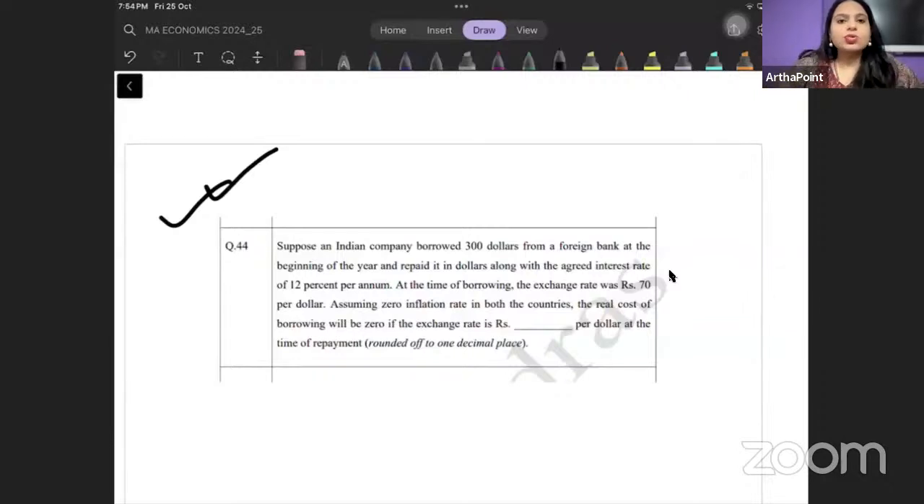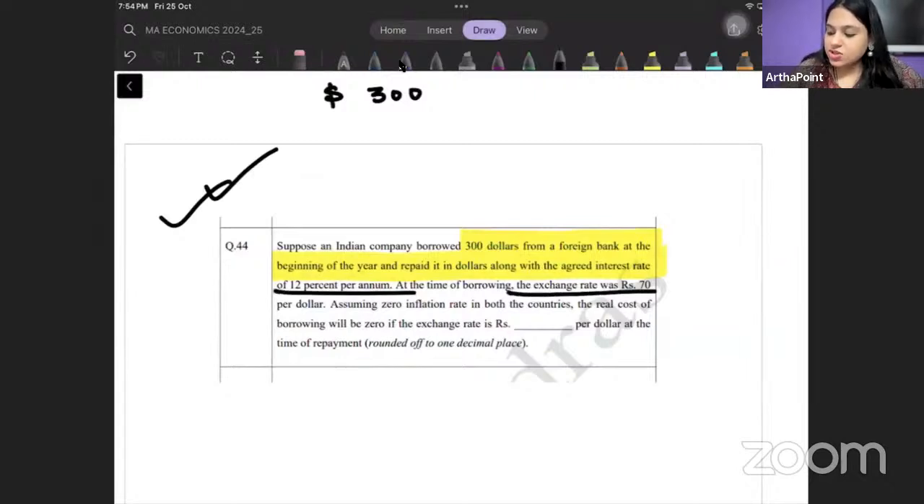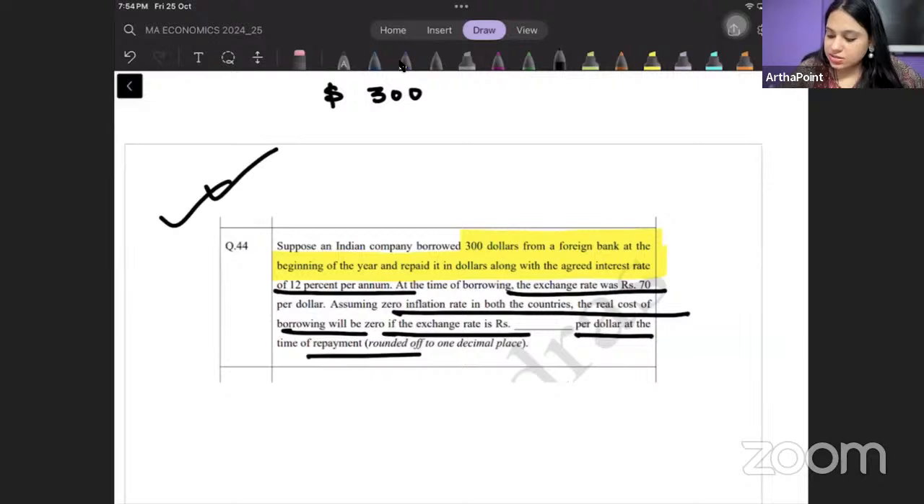This came as a 1 mark question at this year's IIT. So let's give it a try. It says that an Indian company borrowed $300 from a foreign bank at the beginning of the year. It agreed to pay an interest rate of 12% per annum. The exchange rate was 70. Assuming zero inflation, real cost of borrowing will be zero if the exchange rate is.